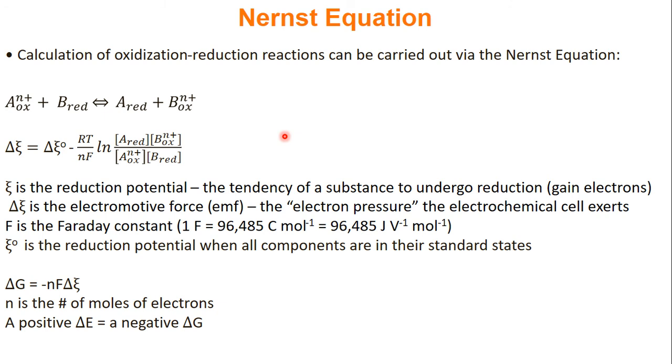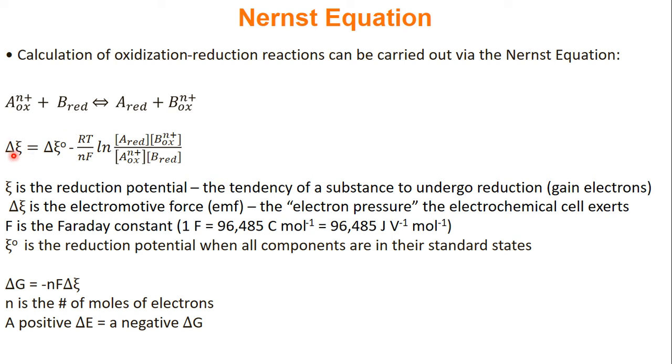Now, to calculate how much energy you are getting out of a redox reaction, we need to use the Nernst equation. So we're going to look at some general reaction: A oxidized plus B reduced goes to A reduced plus B oxidized. This is an oxidation reduction reaction. On the left side, A is oxidized, B is reduced. On the right side, A is now reduced, B is oxidized. And the Nernst equation is this, delta E. This E is a reduction potential. That is, how badly do you want an electron, or how likely are you to undergo reduction?